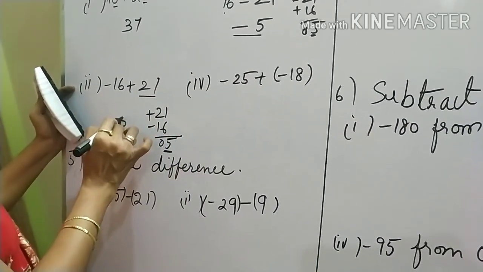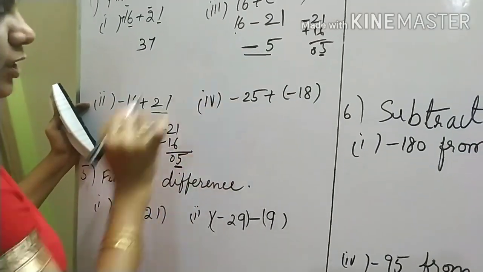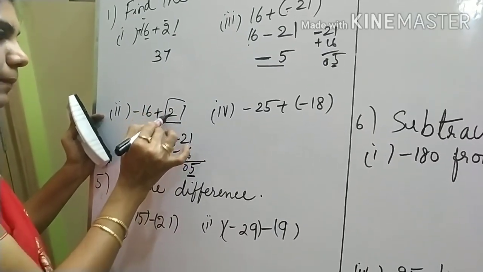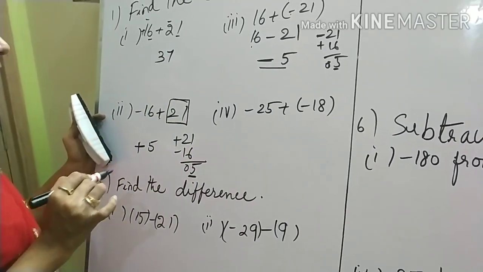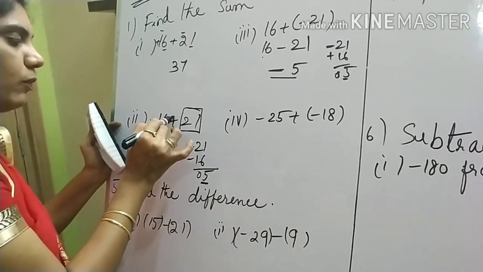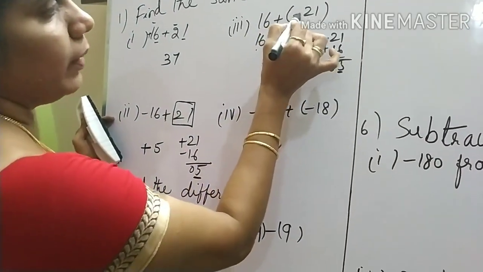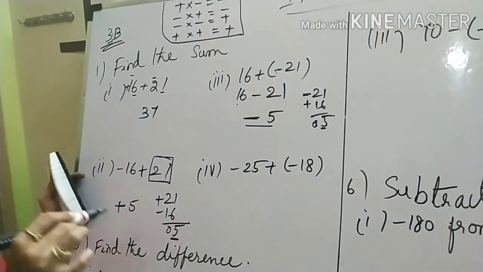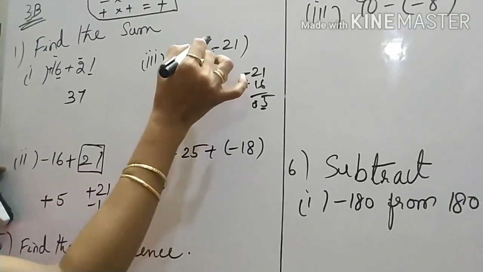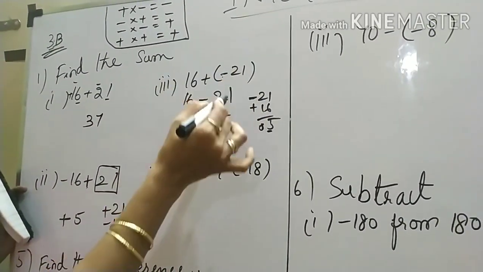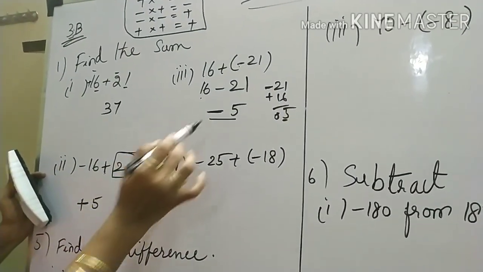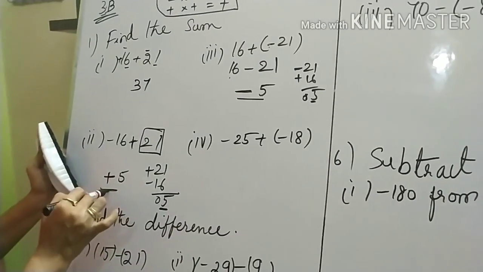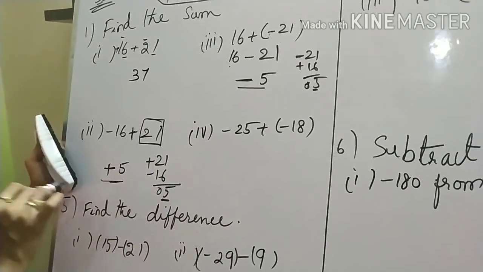Here also you get 5 only. But here you are getting minus 5. Here you are getting plus 5. Why? Because before the bigger number, here you have plus, and here you have minus. Always you will get the bigger number's sign in the answer. Whatever sign the bigger number has, that sign you will get. Here you have minus, so you are getting the answer minus. Here you have plus, so you are getting the answer in positive numbers.